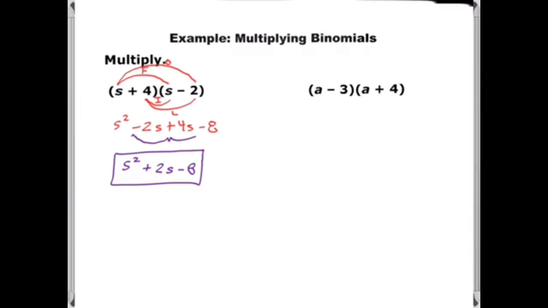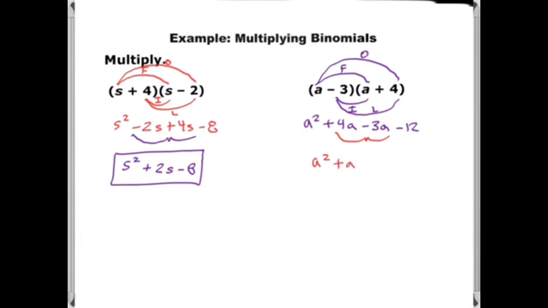We're going to do the same thing in example 2. We're going to FOIL. So we're going to take a times a, which is our first. So we've got a squared. We've got our outside. A times 4 gives us 4a. Negative 3 times a, which is inside, gives us negative 3a. And then last is negative 3 times 4, which is negative 12. All right, so in this case, we've got a squared plus 4a minus 3a minus 12. The last thing we need to do is combine like terms in the middle here, and we get a squared plus a minus 12 as our answer.